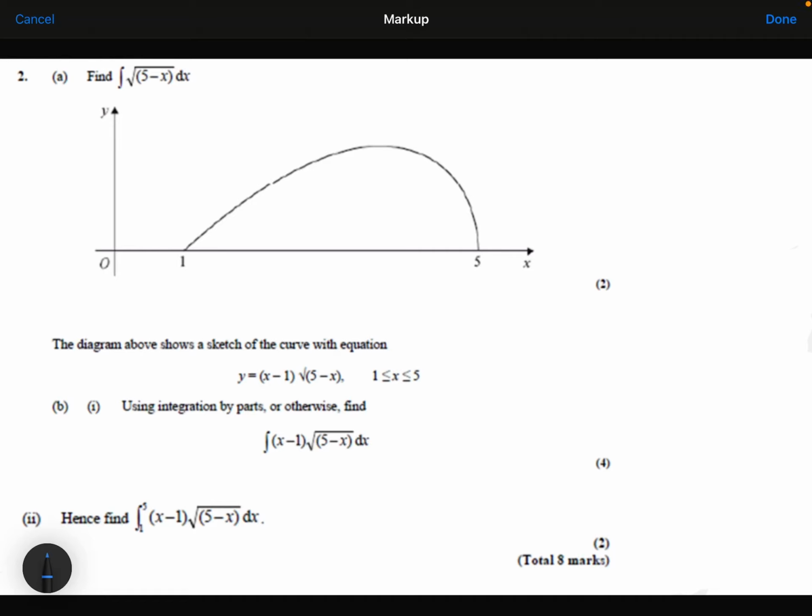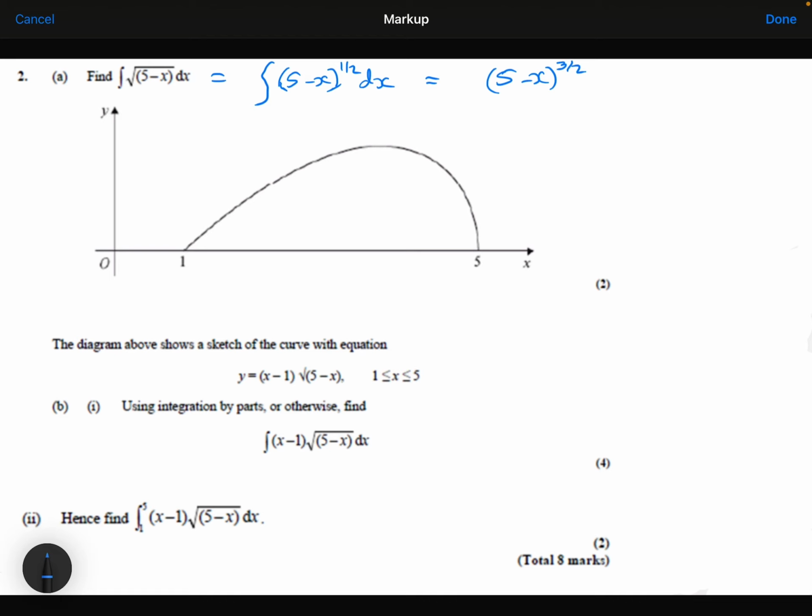Part A. Find the integral of the square root of 5 minus x with respect to x. So first thing I'm going to do is rewrite this square root as a power. So the square root means a power of a half. I can now add 1 to the power. So we'll get a half plus 1 is 3 over 2.